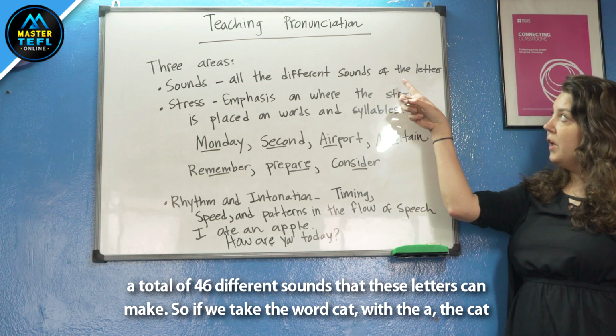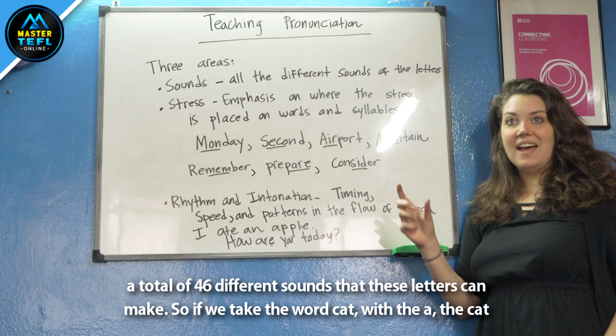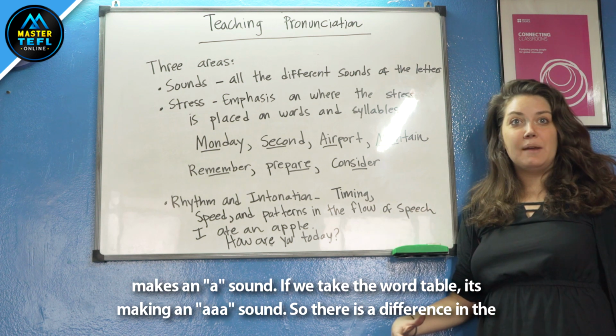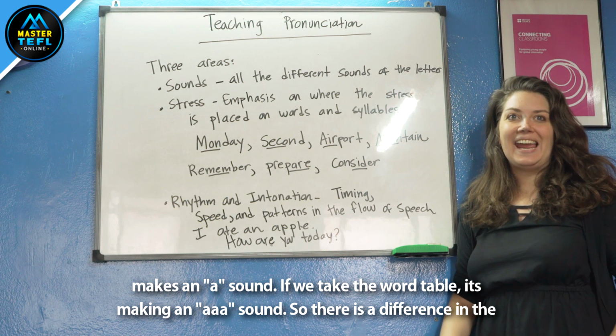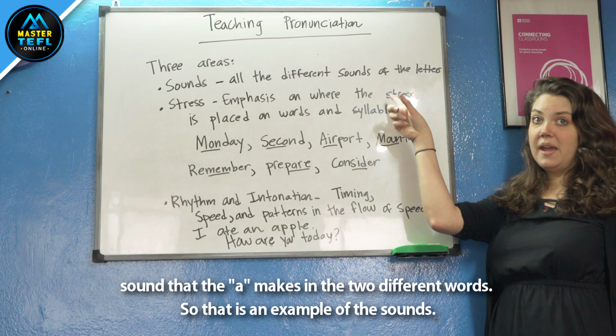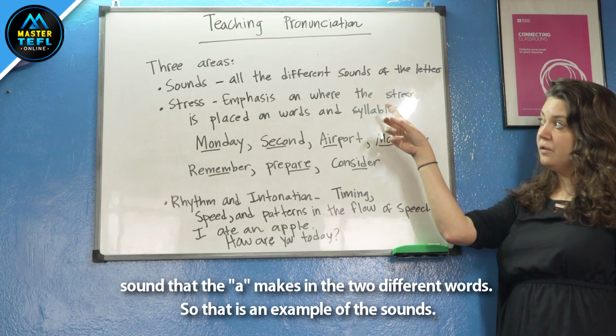So for example, if we take the word cat with that A, the cat makes an A sound, right? But then if we have the word table, it's making an A sound. So there's a difference in the two sounds that the A makes in the two different words. So that's an example of sounds.